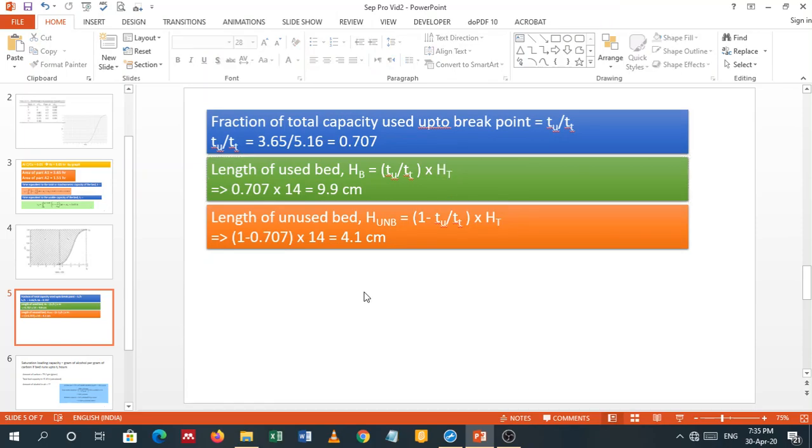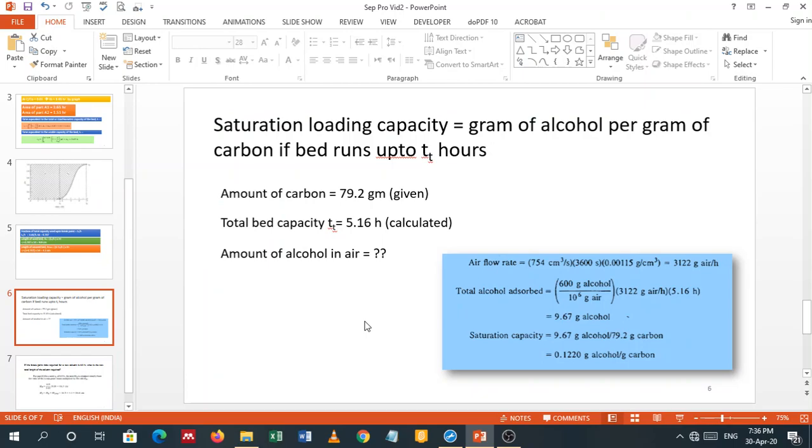To find the length of the unused bed, either you can subtract the used bed from 14 centimeter, or you can calculate 1 minus TU upon TT multiplied by the height of the bed, and that is equal to 4.1 centimeter. The next step is the saturation loading capacity. We can calculate it in gram of alcohol per gram of carbon. It's a very simple one. The amount of carbon is given here, and the total bed capacity TT is 5.16 hour. So we have calculated this value.